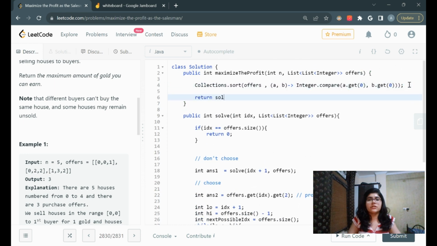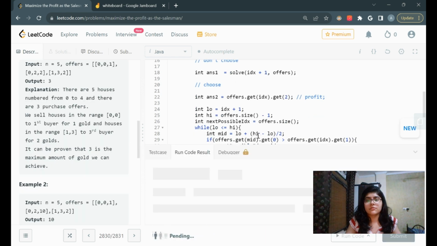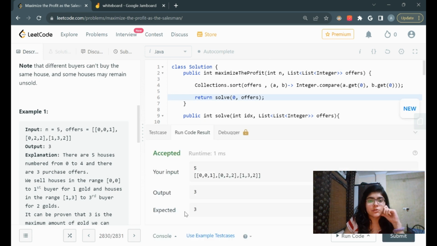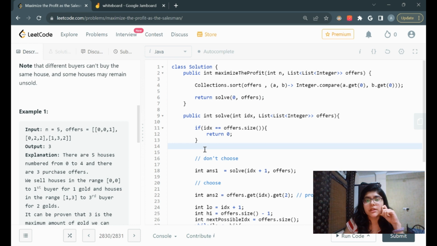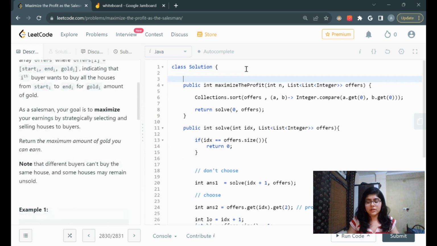Now let's call this function in the main. As we can see, we are getting a correct answer. And this is a recursive solution. But what we need to do is apply DP, so I will just memoize this particular problem.